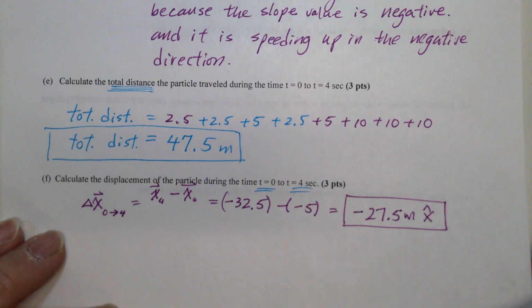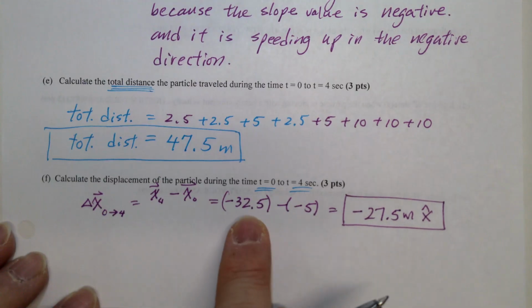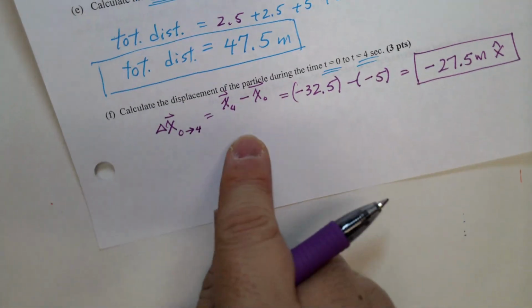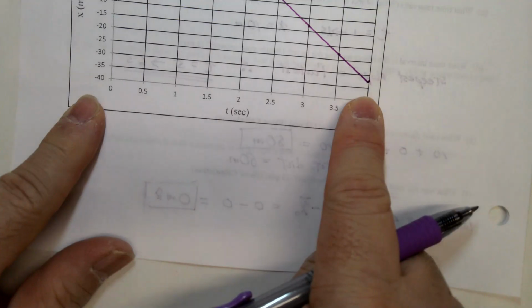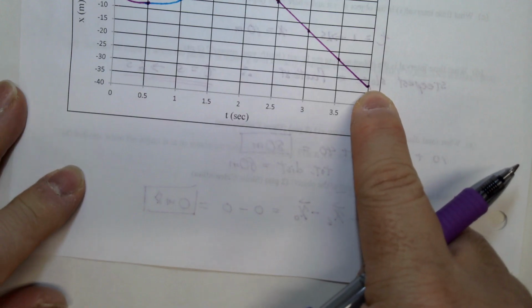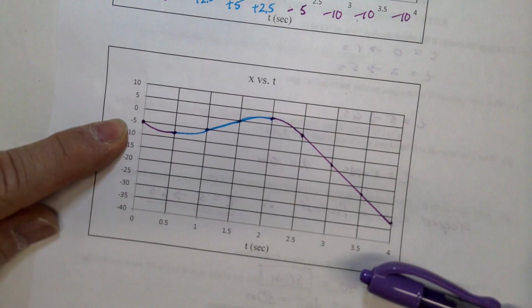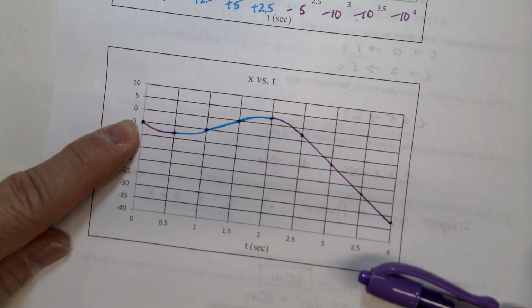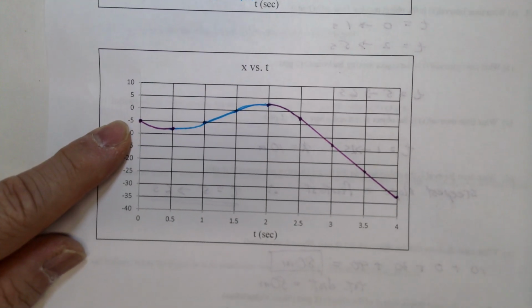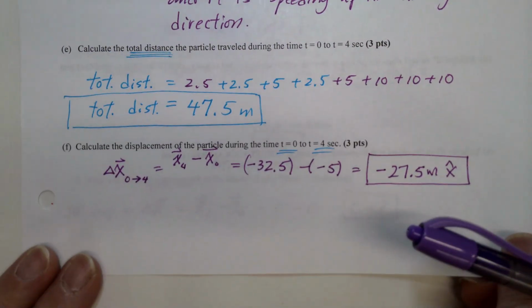Are we good? These numbers? X at 4 seconds, I look at this graph right here. This is the position graph. So at 4 seconds, I look at this value and I say, it looks like negative 32.5. Okay? And then X at 0 seconds, 0 seconds right here, looks like negative 5. Is that good? Any other questions?